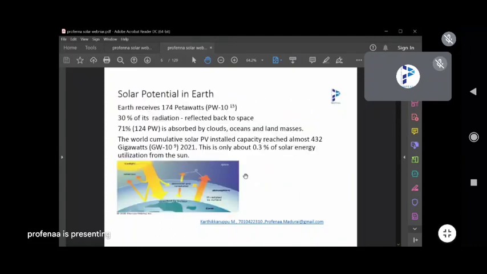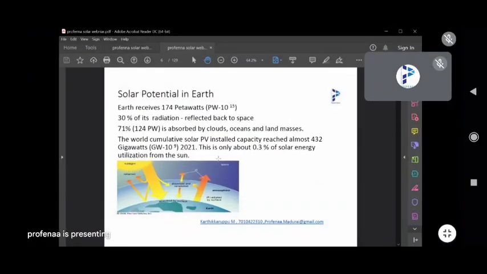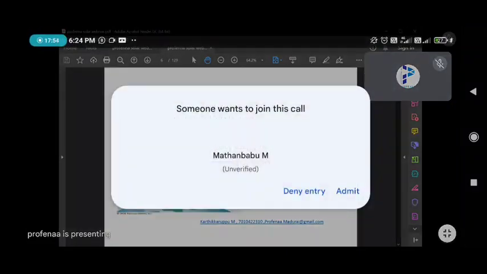What is the solar potential? 174 gigawatts is there. So what have we actually installed throughout the world? 432 gigawatts installed. The size is 10 power 9, but the available size is 10 power 15. So how much do we utilize? Only 0.3%. Imagine the potential available, whether we go for solar or a coal based power plant.